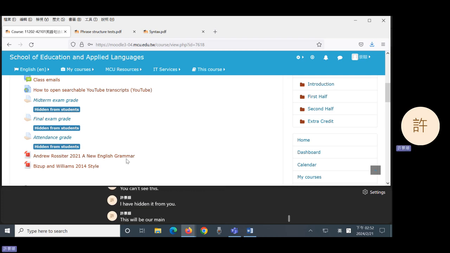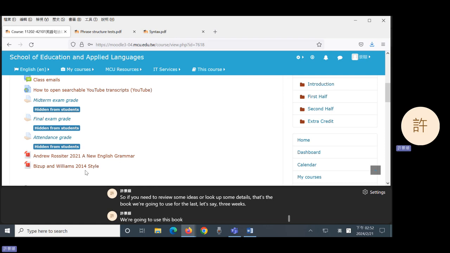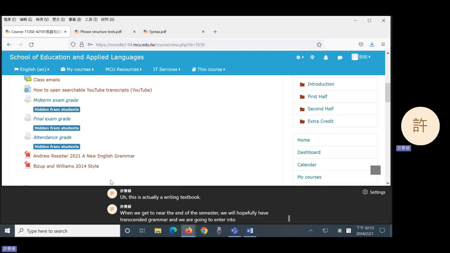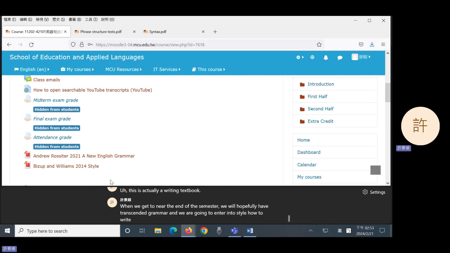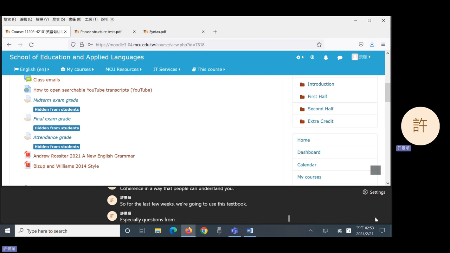This will be our main reference textbook. So if you need to review some ideas or look up some details, that's the book we're going to use. For the last, let's say, 3 weeks, we're going to use this book. This is actually a writing textbook. When we get near the end of the semester, we will hopefully have transcended grammar and we are going to enter into style, how to write an English sentence with clarity, coherence, in a way that people can understand you. So for the last few weeks, we're going to use this textbook, especially practice questions from that textbook.